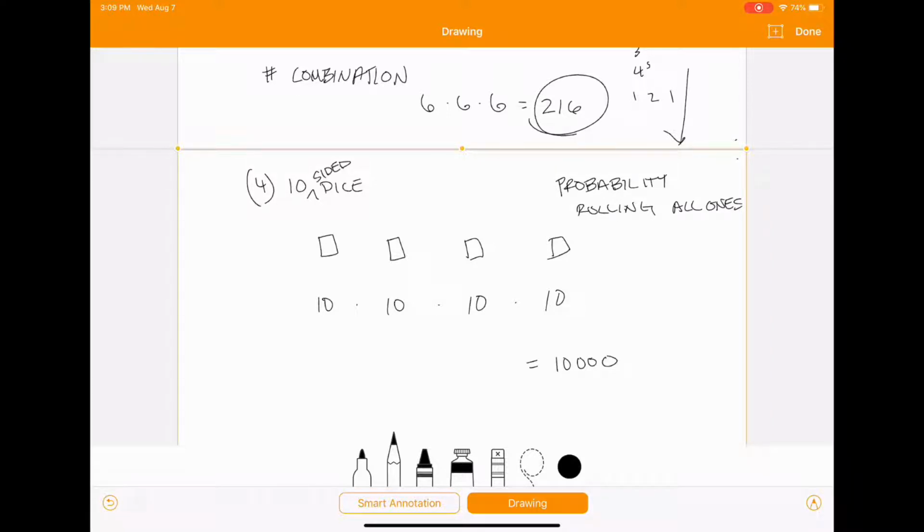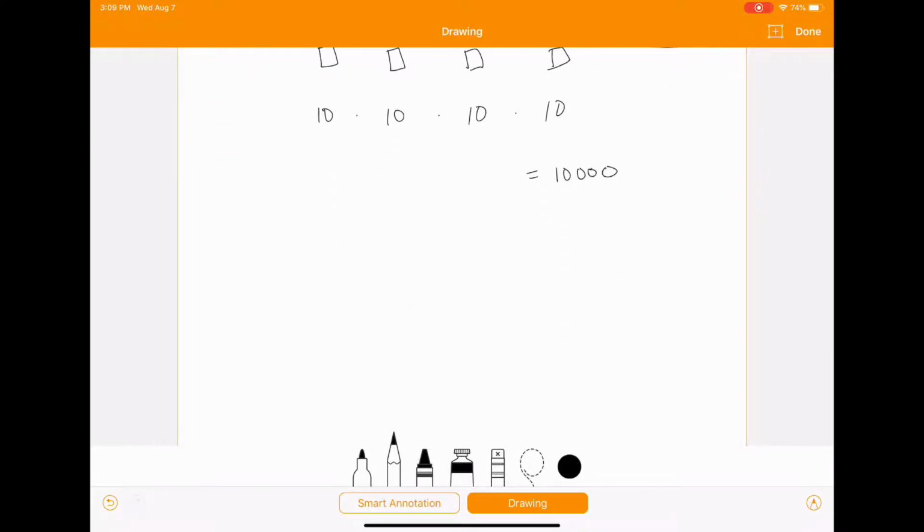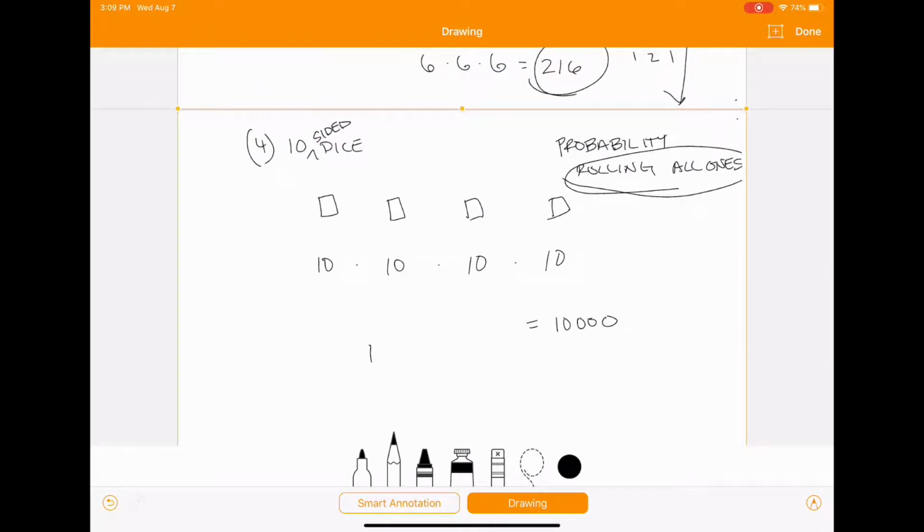And we want to know the possibility of rolling all ones. So that's just one of those possible combinations. So your probability is going to be 1 over 10,000. So in every 10,000 rolls, you'll get all ones.